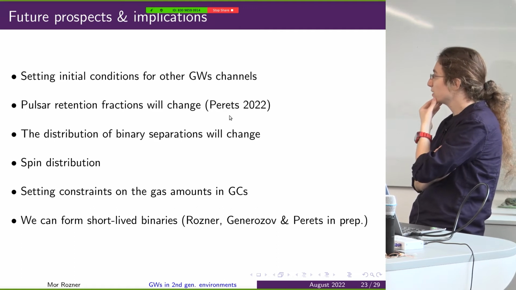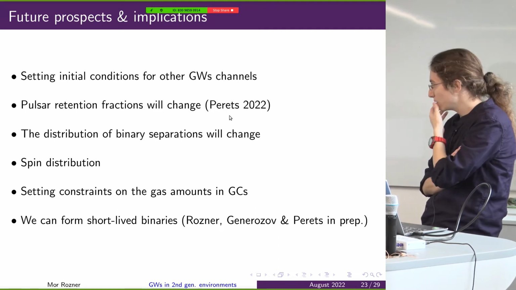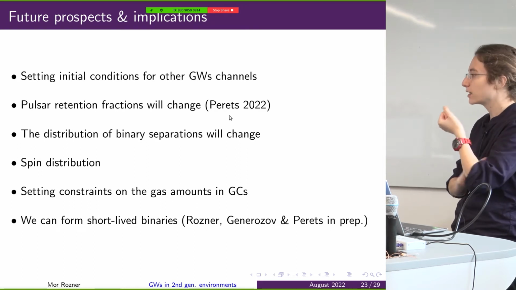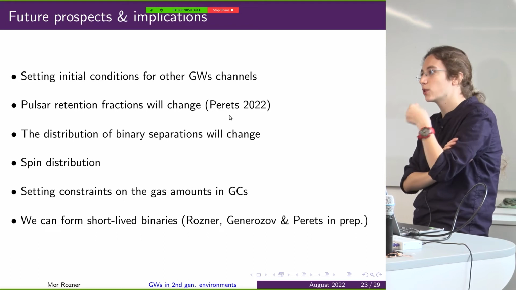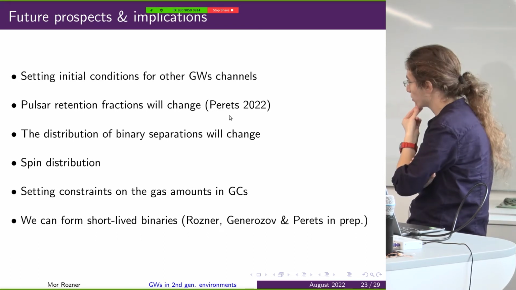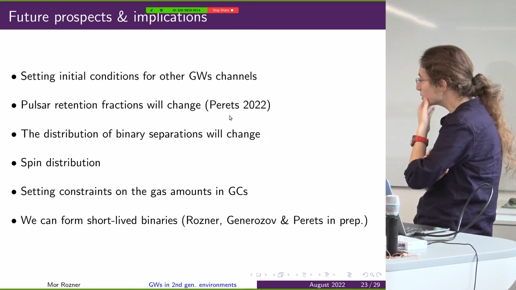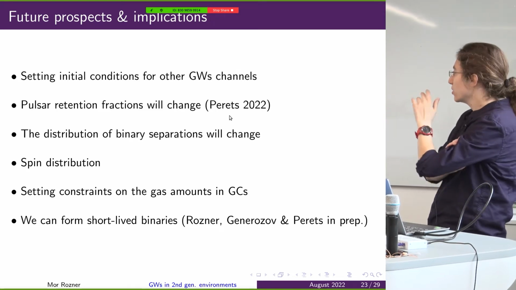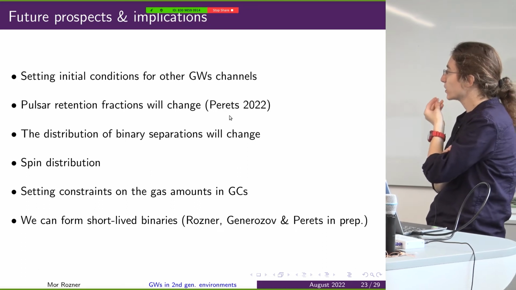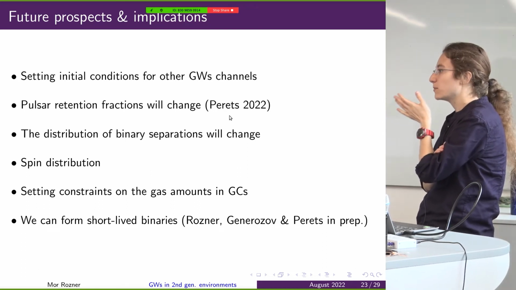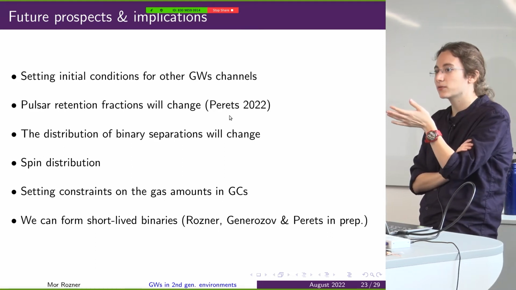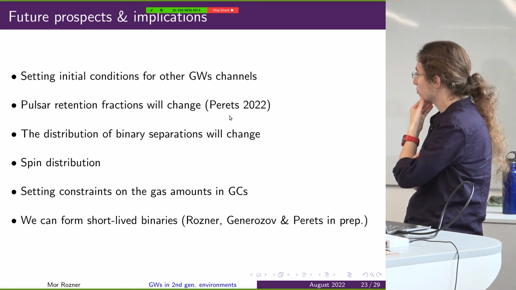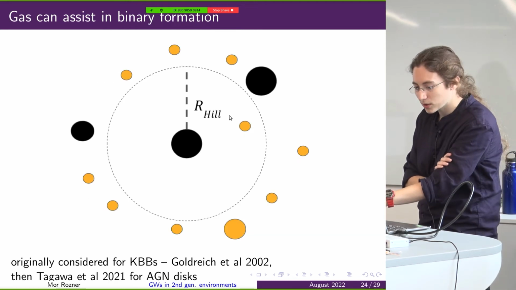We could modify the spin distribution either by accretion or by mergers. We could have, I didn't mention it, hierarchical mergers in gas, in which we'll have more and more massive objects due to those mergers. And we could set constraints on the gas amounts in globular clusters. You can reverse the whole model and think about what we could say about the amount of gas in the clusters from the observed data that we have already. And we can also form short-lived binaries, and that's what I will talk about now.